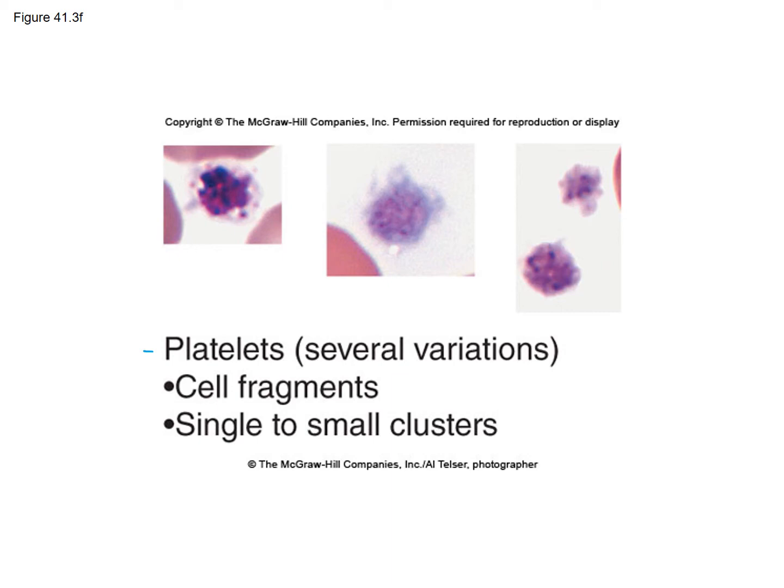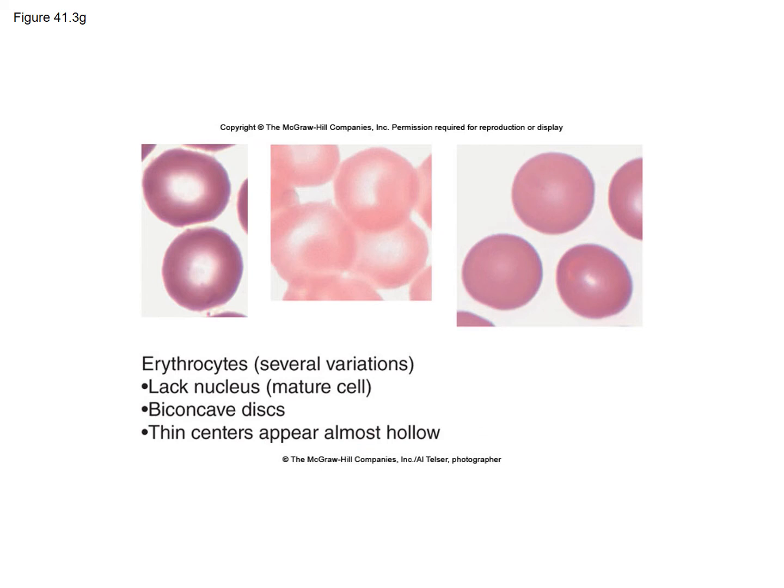And finally, the platelets have several variations. They are actually cell fragments, single or in small clusters. As you can see, these little things here are called platelets or thrombocytes. If you don't have them in your blood, even with a small injury you're going to bleed forever, and it's going to be really a mess.